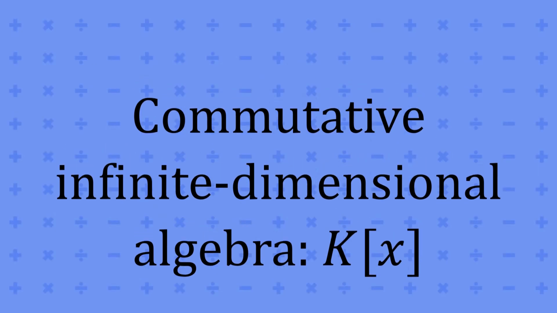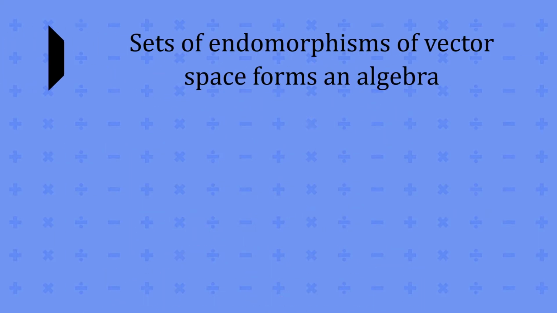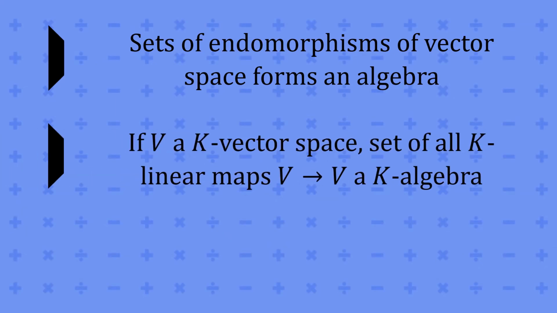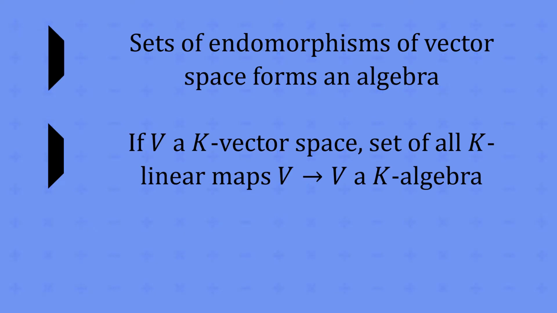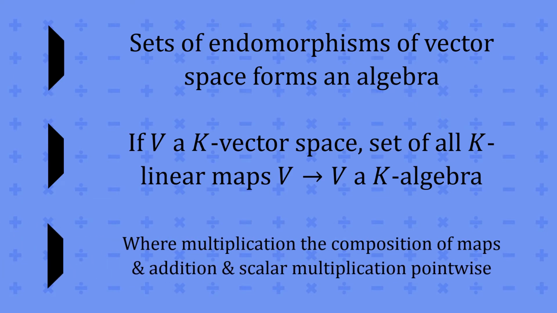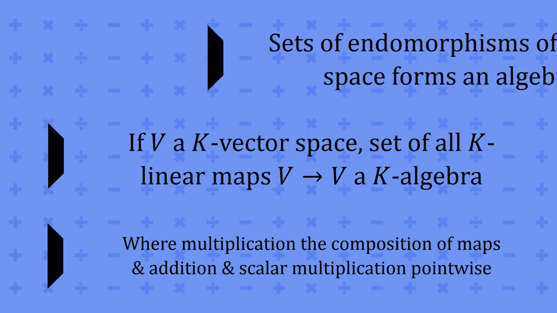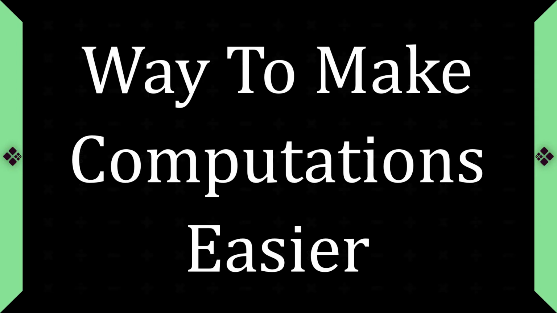Also, the set of all endomorphisms of a vector space forms an algebra. Formally, if V is a K vector space, the set of all K linear maps from V to V is a K-algebra, where we take multiplication to be the composition of maps, and we take addition and scalar multiplication to be computed pointwise. Now, let's discuss a way to make computations in an algebra easier.